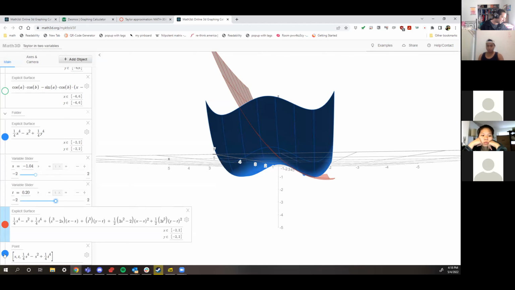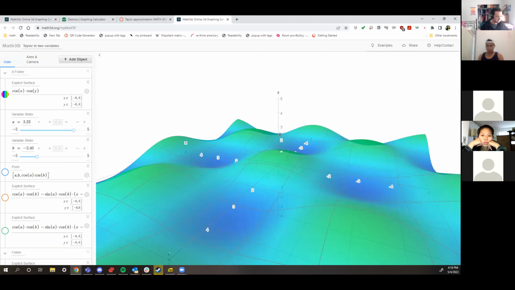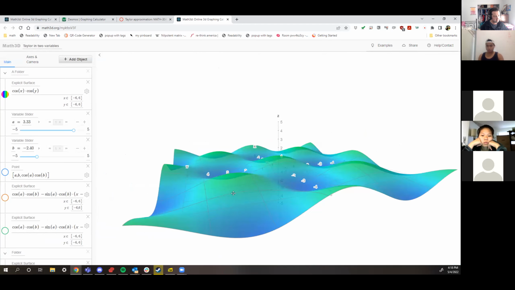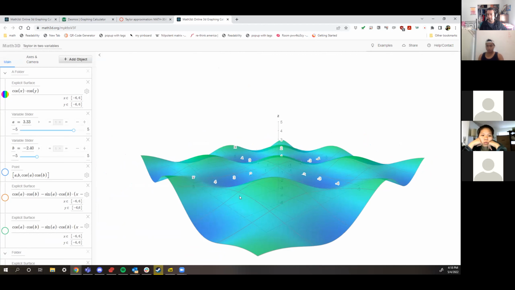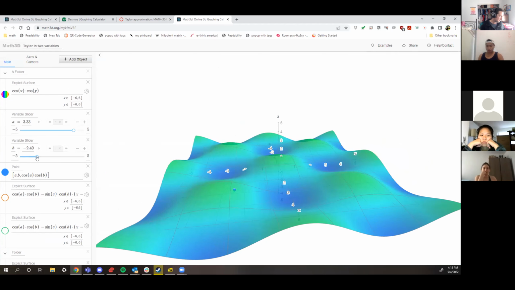I'll give you another example here. This one is just kind of a gnarly looking surface. That's a product of cosines, right? So that's cosine x times cosine y. So it's kind of cosine in two variables at the same time, super lumpy. And if you turn on a point, you can track a point around the surface here. Where's my point? There's my point right there. I can slide it.